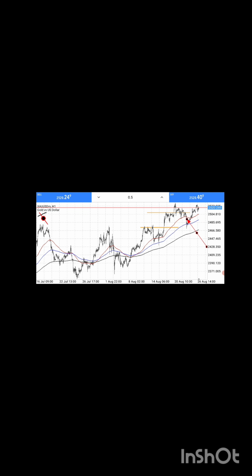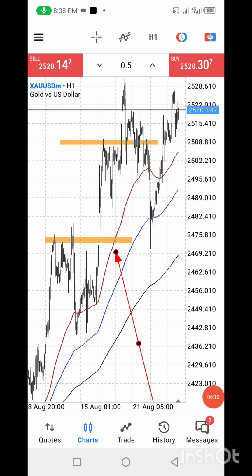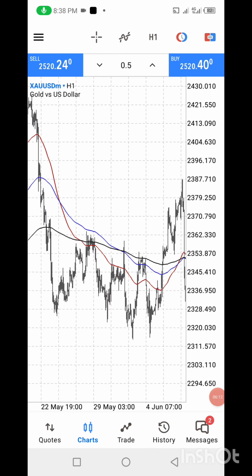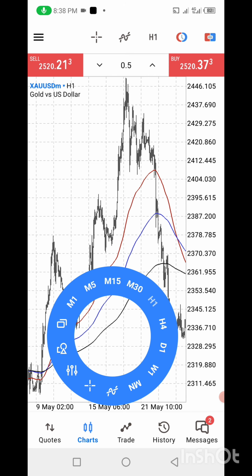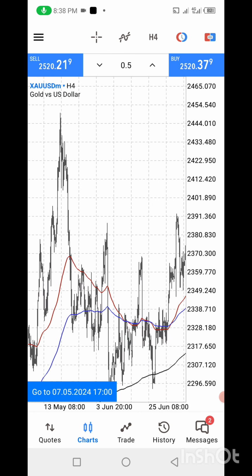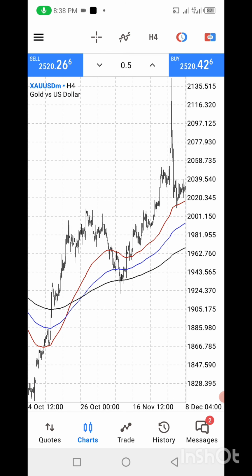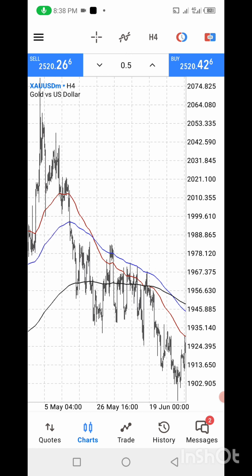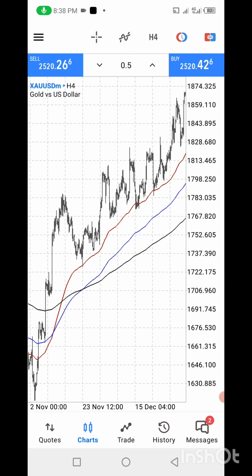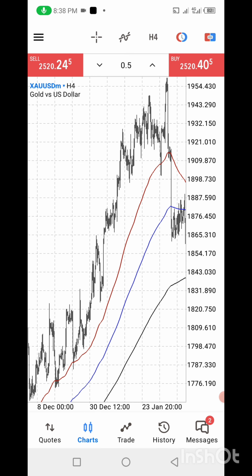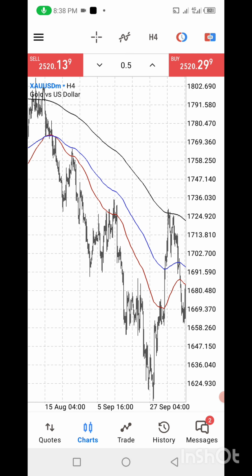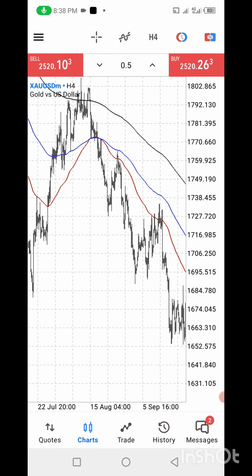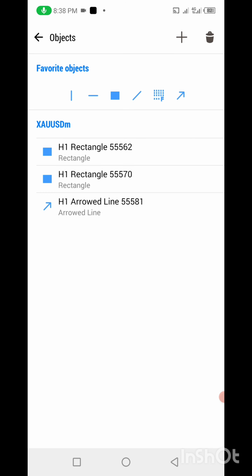So we're going to consider a situation of downtrend. When the market is in a downtrend, let's upgrade to H4 and see if we can get a downtrend. Basically, it seems that gold has been in an uptrend for a long time. I'm trying to find one. Okay, we have a downtrend scenario. This is the 4-hour time frame.